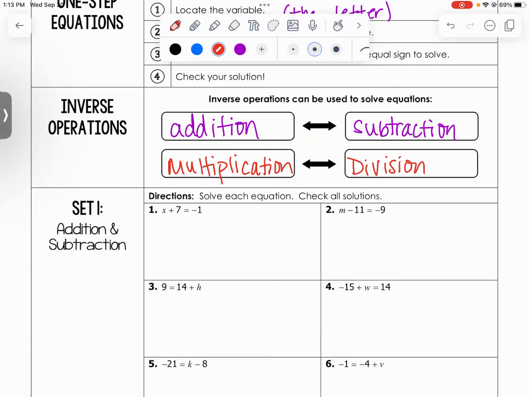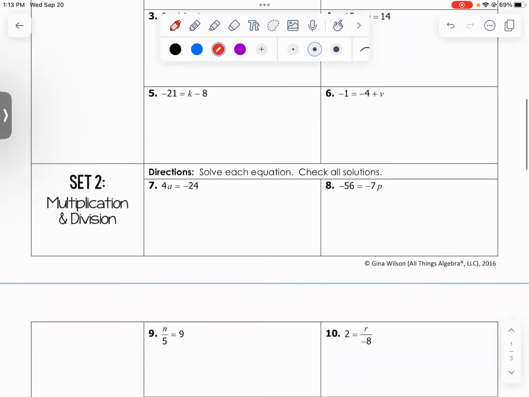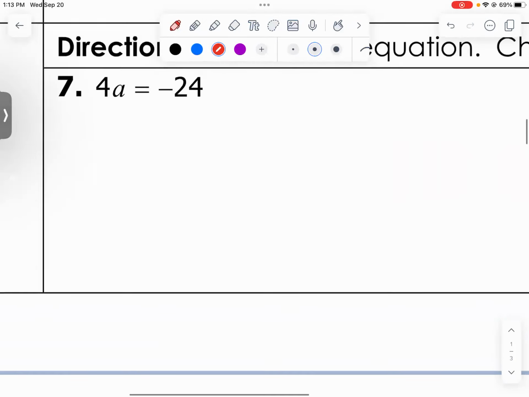So I want you to write, first of all, that multiplication and division are inverse operations, okay? Which, those of you who successfully got some answers, this is what you used to do it. Just like yesterday, if we had addition, we used subtraction to undo it. If we have multiplication, we're going to use division to undo it. So I want you to look at problem number 7 at the bottom of that page.